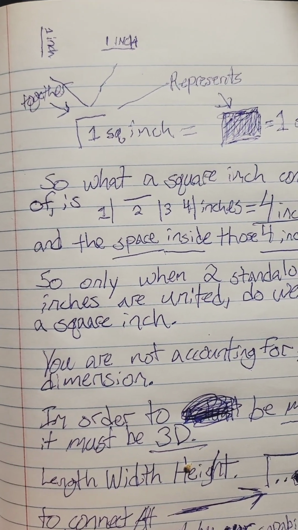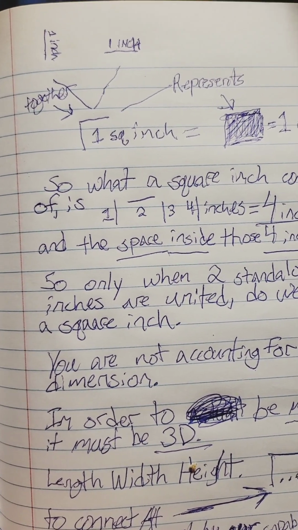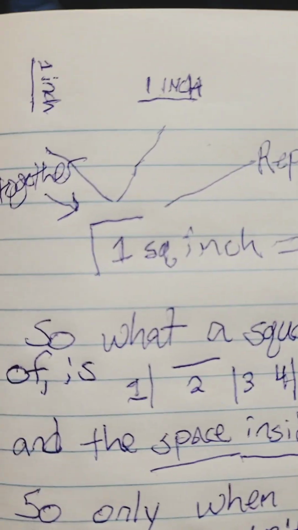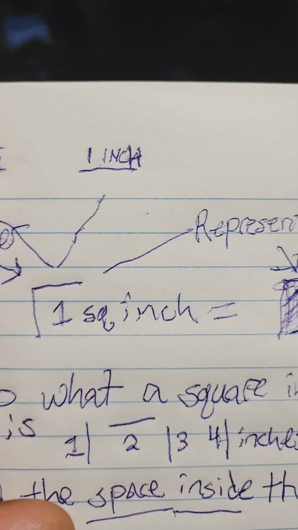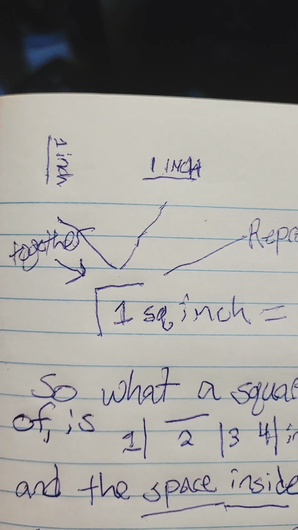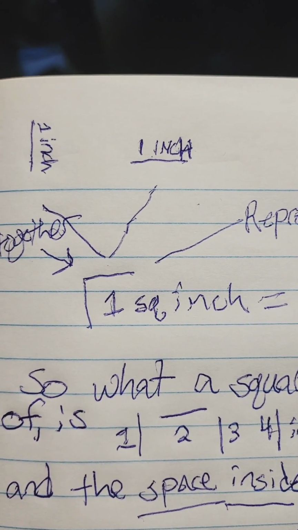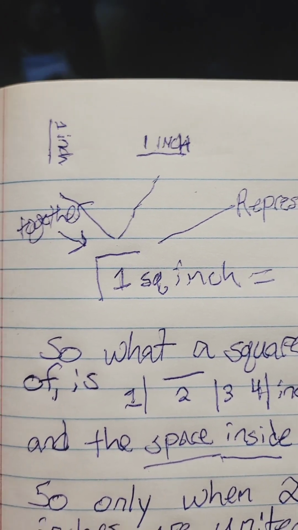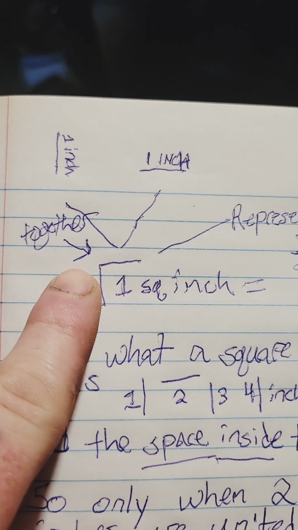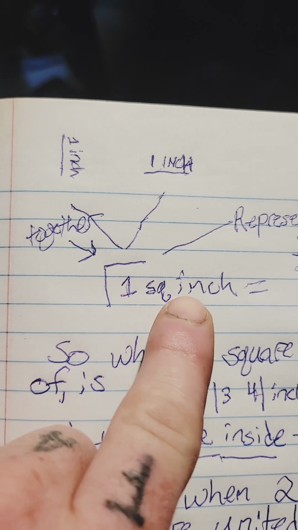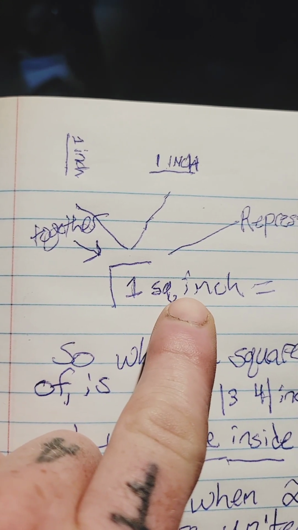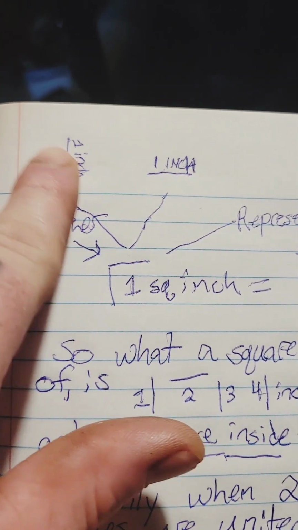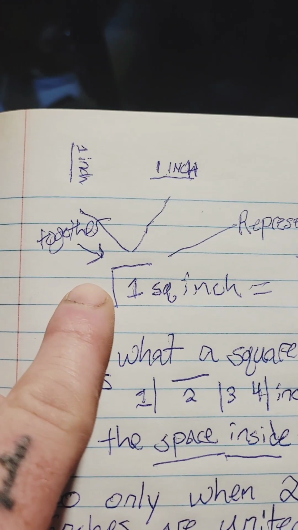Okay, it's a little crude, but let me see if I can make this track. What we have up here to start is two distinctly separate inches. On their own, they are but single inches. Only when they are combined do we now have one square inch, something that did not exist before, as we only had two separate inches.